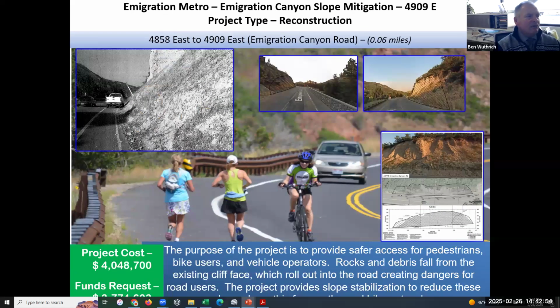Next project is a request from Emigration. This is for slope mitigation at about 4909 East. This project is estimated to cost a little more than $4 million, and the funds being requested are 3.7 plus million. This is to mitigate the slope to keep debris from falling down on the road for not only the vehicles, but also the bike and ped users in the canyon.